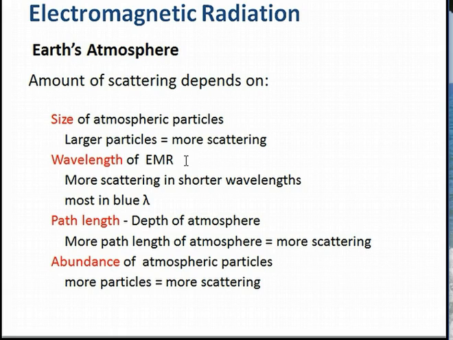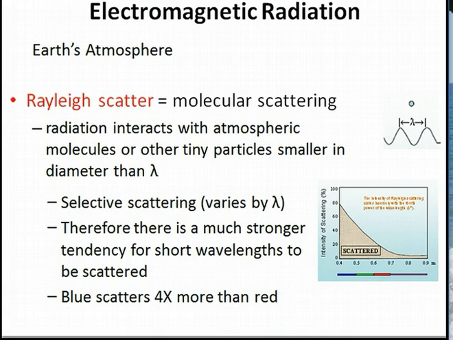The path length also makes sense because the longer the path of atmosphere that light has to travel through, the more likely it is to come into contact with particles or molecules. And then also the density of those atmospheric particles, so not just the size of the particles, but also how many of them you have. All scattering is not created equal.